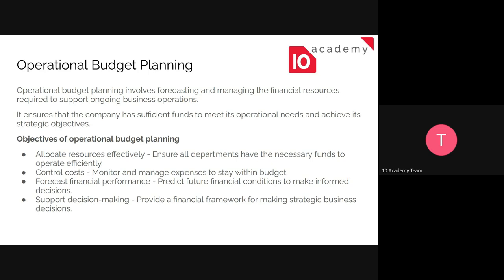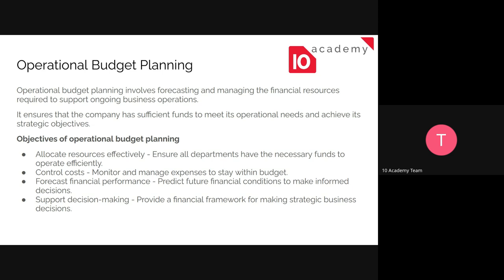So the main objectives of budget planning include, first, to allocate resources effectively. When you know how much each department needs to continue, you can allocate your financial resources very efficiently. You can control your costs. Once you forecast your expenses and expenditures, you will be able to control your costs because you already know how much you are going to pay or expend. So you can monitor and manage your expenses to stay within the budget. Having the budget also limits how much expenditure you're going to have. So if you have a budget of 100 million, you will try your best not to exceed that budget, and you will manage to keep expenses under it.